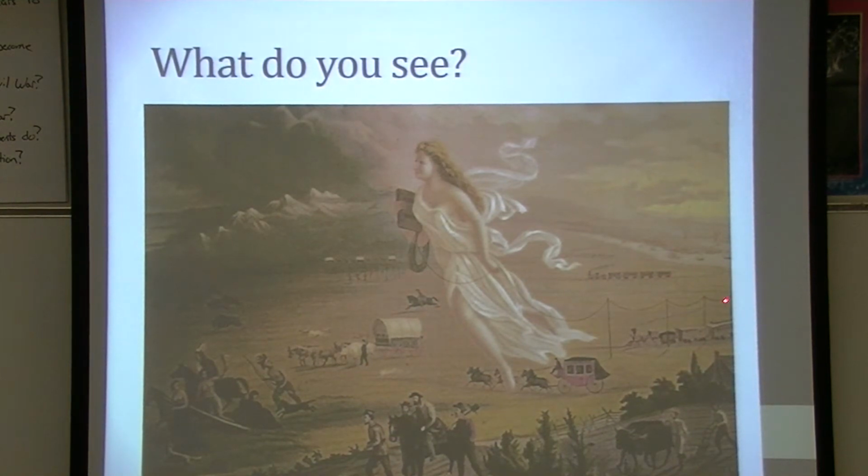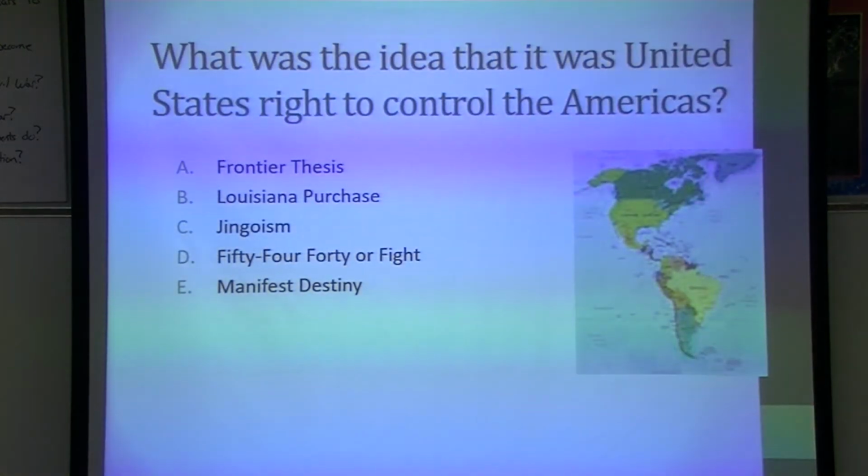You see the industry. The angel has a telegraph wire. We go from trains, we have the stagecoach. Here are some of our early farmers. We have our wagons going as they're going out west here. But this is where, for the idea of manifest destiny, a lot of times you see this. And again, the angel here, God blessing America. All right, what was the idea that the United States had the right to control the Americas?